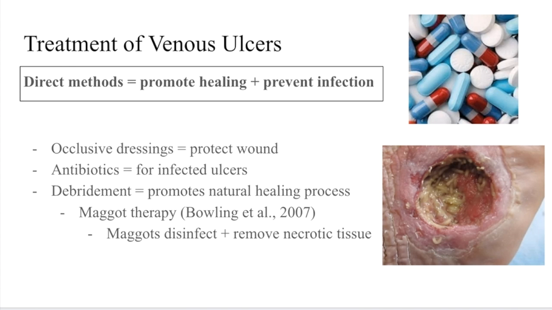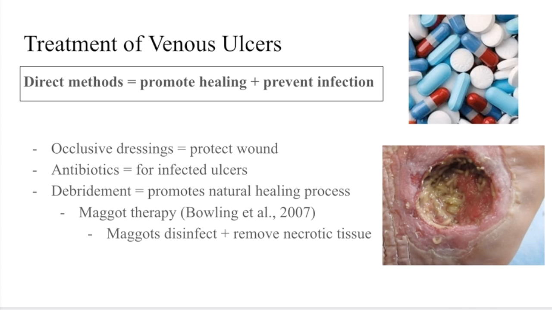Direct interventions of treatment will target the ulcer itself, preventing infection and encouraging natural healing. Preventing infection will constitute occlusive, sterile dressings that cover the foot. To treat a venous ulcer that has become infected, a patient may be prescribed oral antibiotics. The removal of any necrotic tissue will also improve healing time.